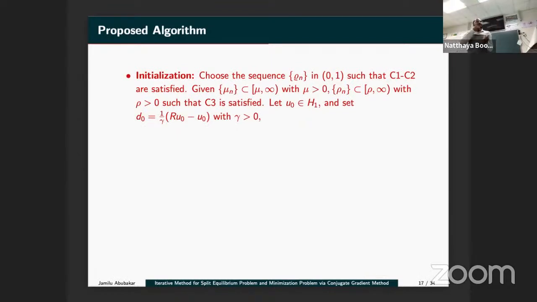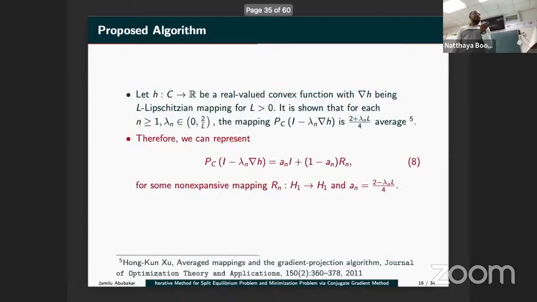For the algorithm, the initialization looks like this. We choose a sequence in this that satisfies those assumptions that I've shown. And also we take a sequence here in this such that this is a positive number, and the same thing with this rho, such that this rho is a positive number, and also satisfies assumption C3, this assumption.